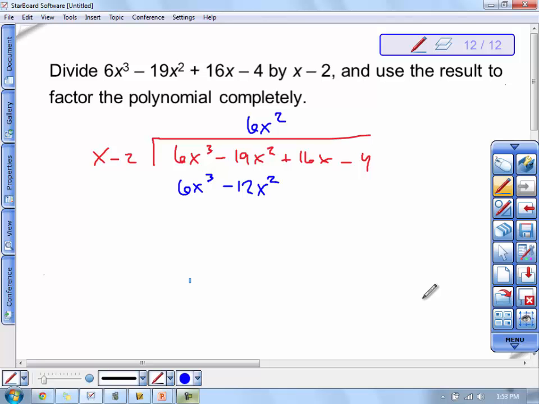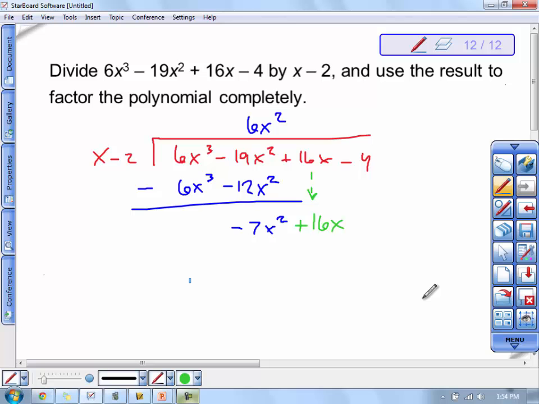So I have to follow through. Then I subtract. Okay, when I subtract, I get 0 here, 0x cubed. And then here I get negative 19x squared minus negative 12 turns into plus 12, so it'll be negative 7x squared. Okay? Now I'm going to start over. So I'm going to drop the next term, which is 16x, and I'm going to do it over.